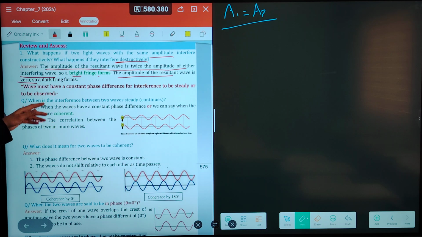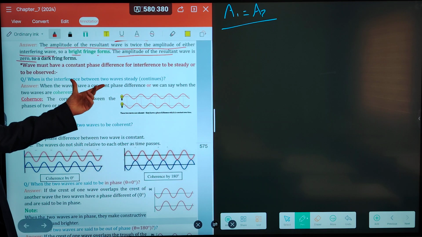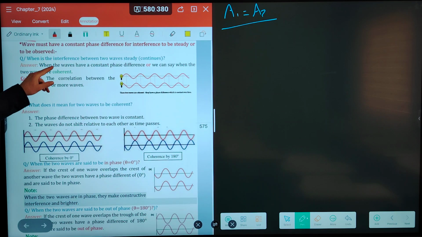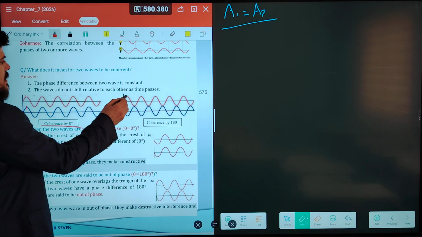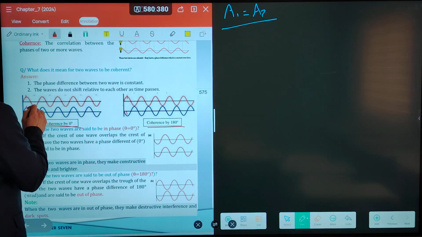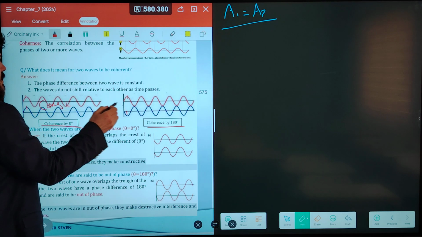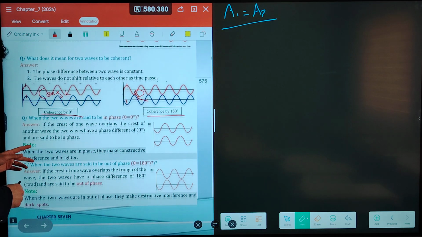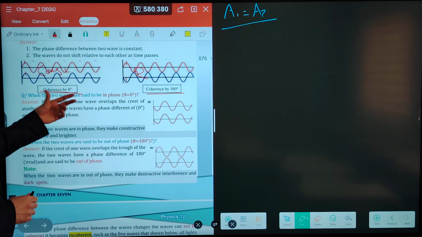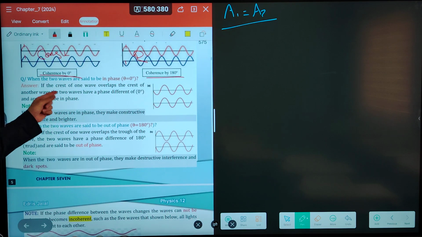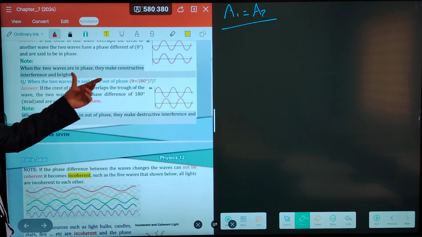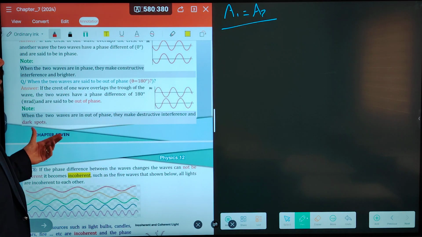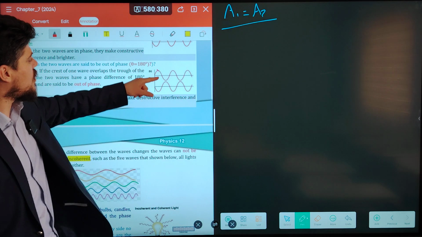Waves must have constant phase difference. We studied, when is the difference between the two waves steady or continuous? When the waves have constant phase difference, coherence by 0 or 180. This is coherence crest with crest, coherence by 0, but this is coherence by 180. This is constructive, crest with crest. This is destructive. Okay? When are the two waves said to be in phase? If crest overlaps with crest, trough overlaps with trough. And when is it considered to be out of phase or 180? If crest overlaps with trough.